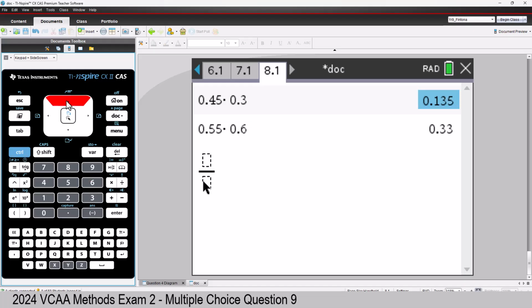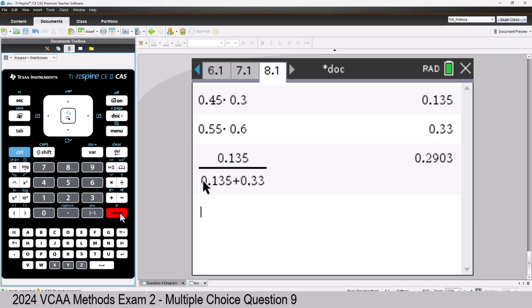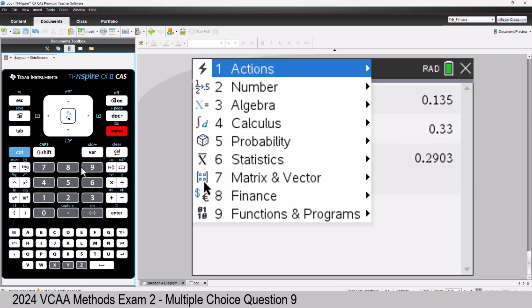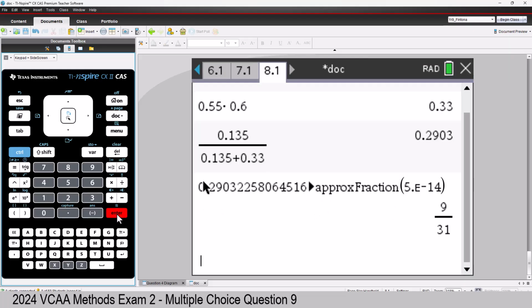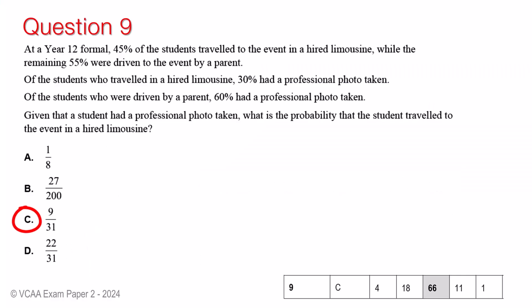So that's 0.135 over 0.135 plus 0.33, which equals 9/31. That corresponds to option C.